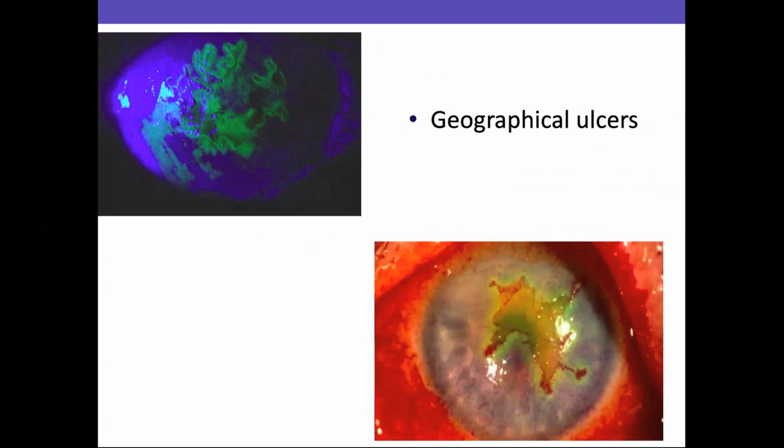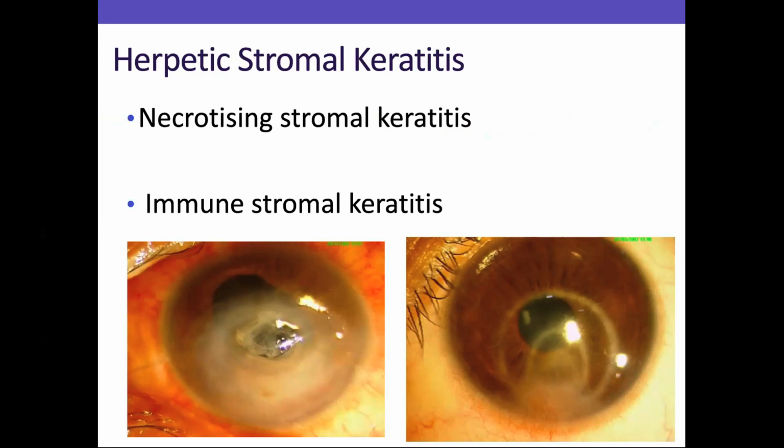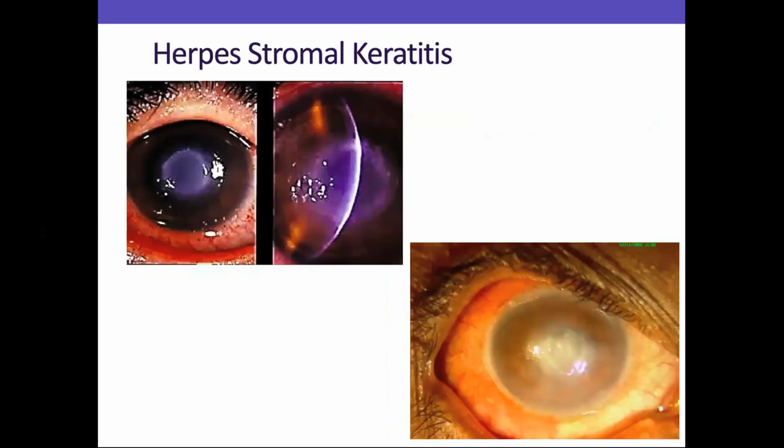And if the patient has used steroids in a case of dendritic keratitis, then it breaks down to form geographical ulcers. So if you have a picture of a geographical ulcer, always ask the patient, are you using topical steroids? And 99% of the times, he or she would be, and then the only thing you need to do is stop steroids.